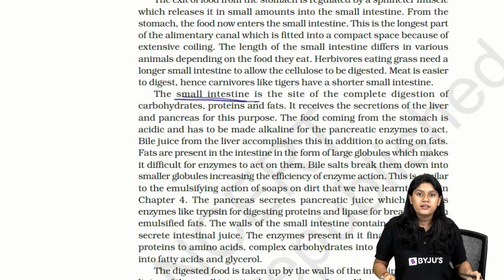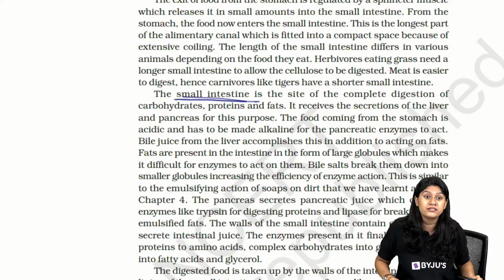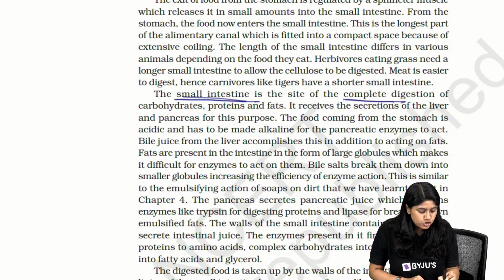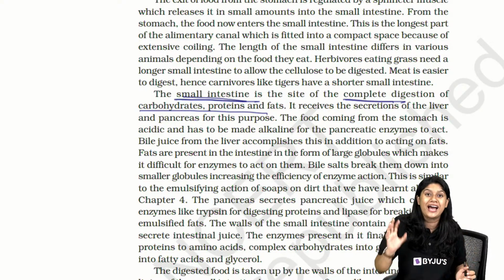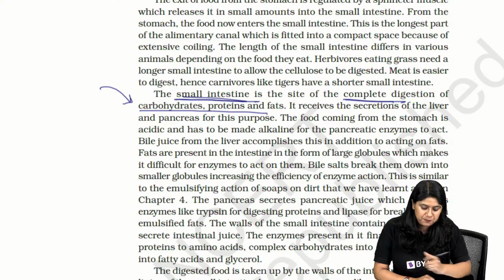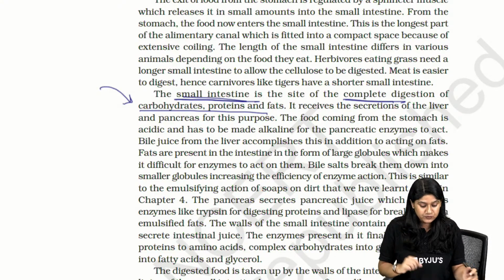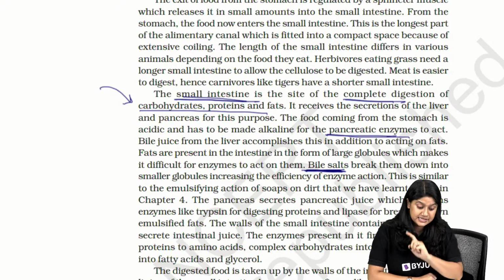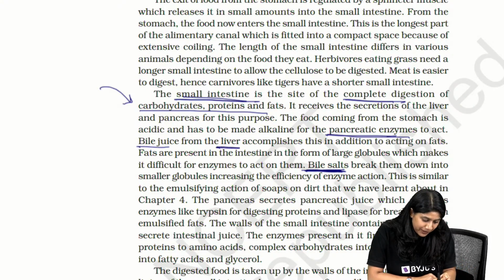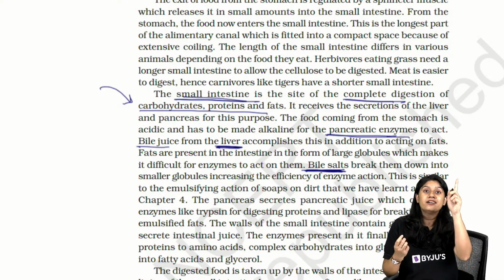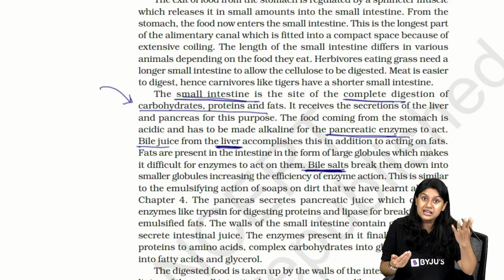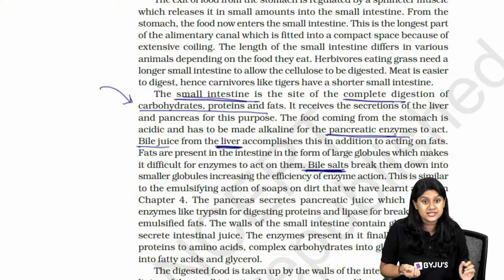Now we have the important thing, everyone. Small intestine. It's a site of complete digestion and absorption, right? We all remember, the complete digestion and absorption of all the food happens in the small intestine. In this part, they are talking about the small intestine, and later about bile secretion and the pancreatic enzymes. Bile juice is made in the liver, stored in the gallbladder, and released through the duct. It enters the small intestine and helps in the breakdown or emulsification of fats.